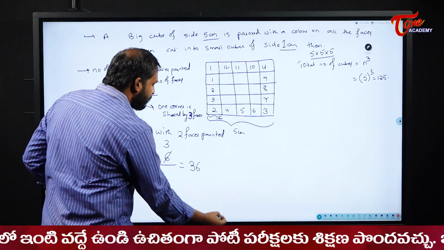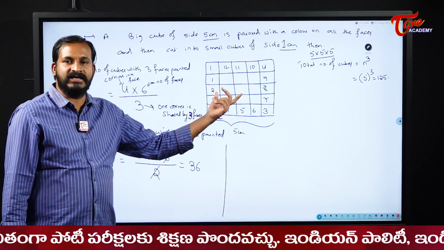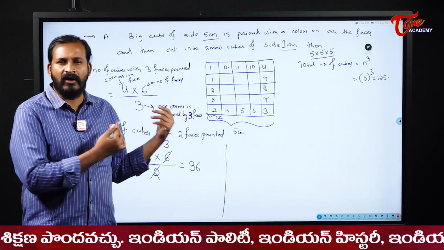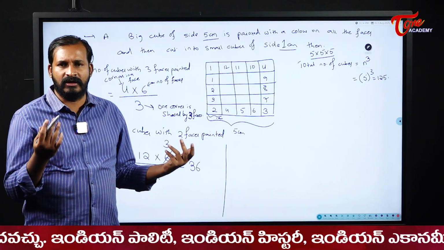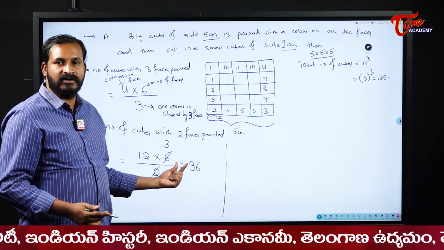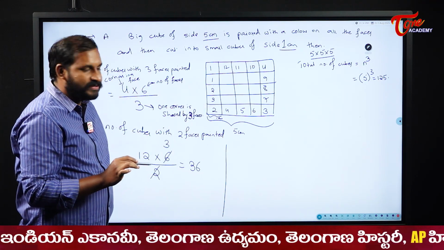Okay, see here students, the cubes with 2 faces painted will vary based on the number of cuts which we make. Corners remain the same, that will always be 8 in number. The number of cubes which get painted on 3 faces will always remain the same, that is 8 in number, but the cubes with 2 faces painted will vary based on the number of cuts which we make. Please be careful with that one.